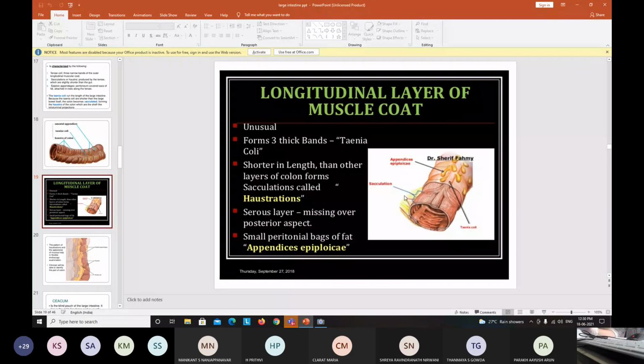You understood these 3 points? I am audible, sir? These 3 points are very, very important. As far as the large intestine is concerned, there are 3 important cardinal features.